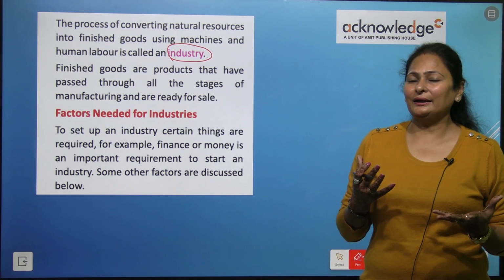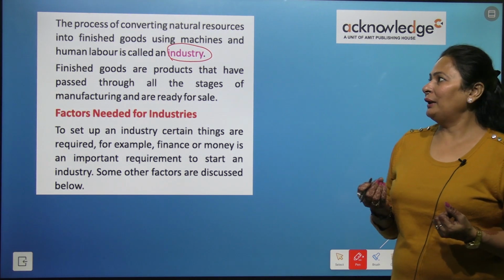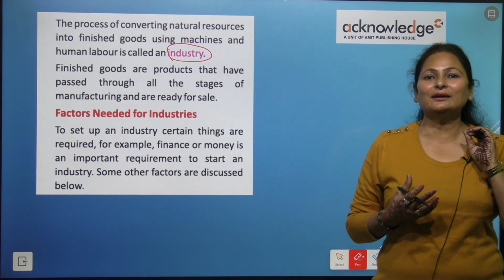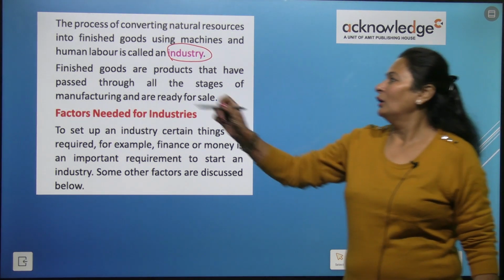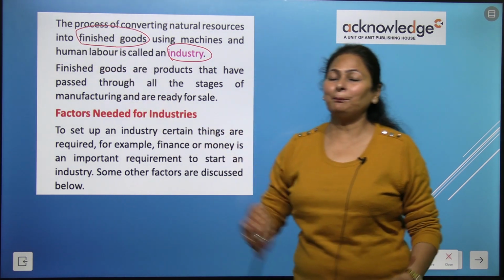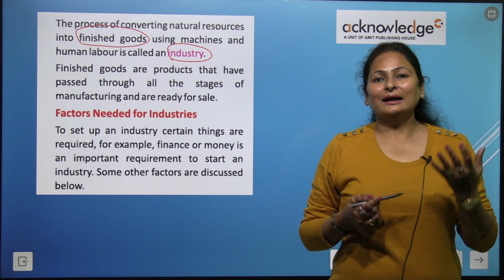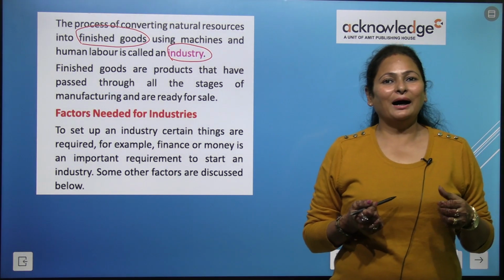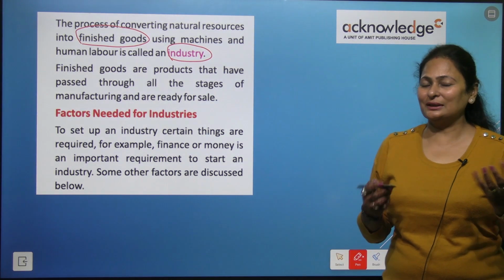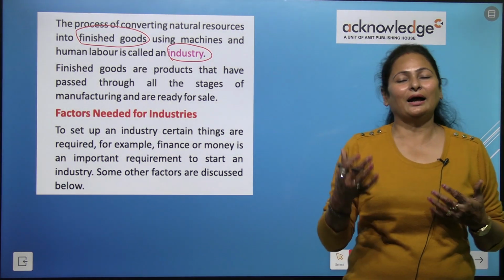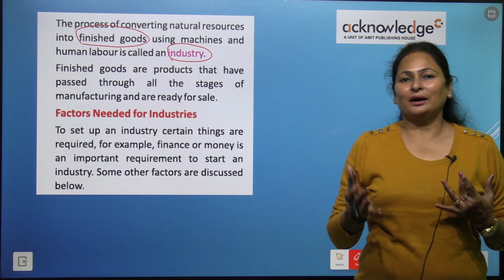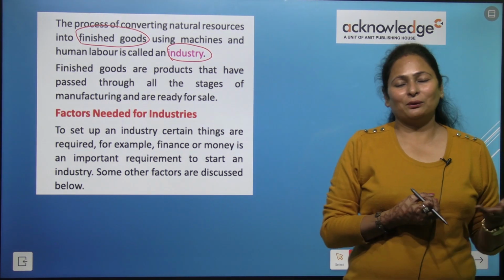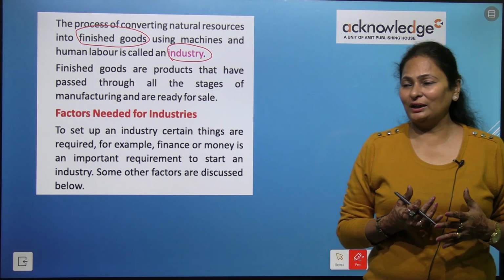So what is industry? Industry is a place where raw material is converted into final good. Final good means what? Or finished goods. What does it mean? It means that this product is ready to sell in the market and you can buy it directly from the market and you can use this product. So these products are made in the industries.